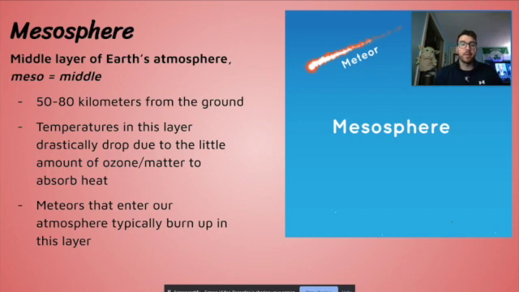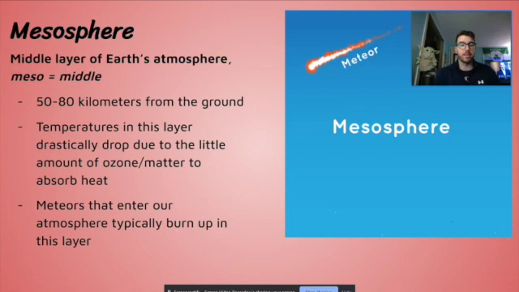All right, the third and middle layer of Earth's atmosphere is the mesosphere. The word meso means middle. This layer is between 15 and 80 kilometers above the ground. Temperatures in this layer drastically drop due to the little amount of ozone and matter in general, so there's nothing really to absorb heat in this layer of the atmosphere, making it very cold.